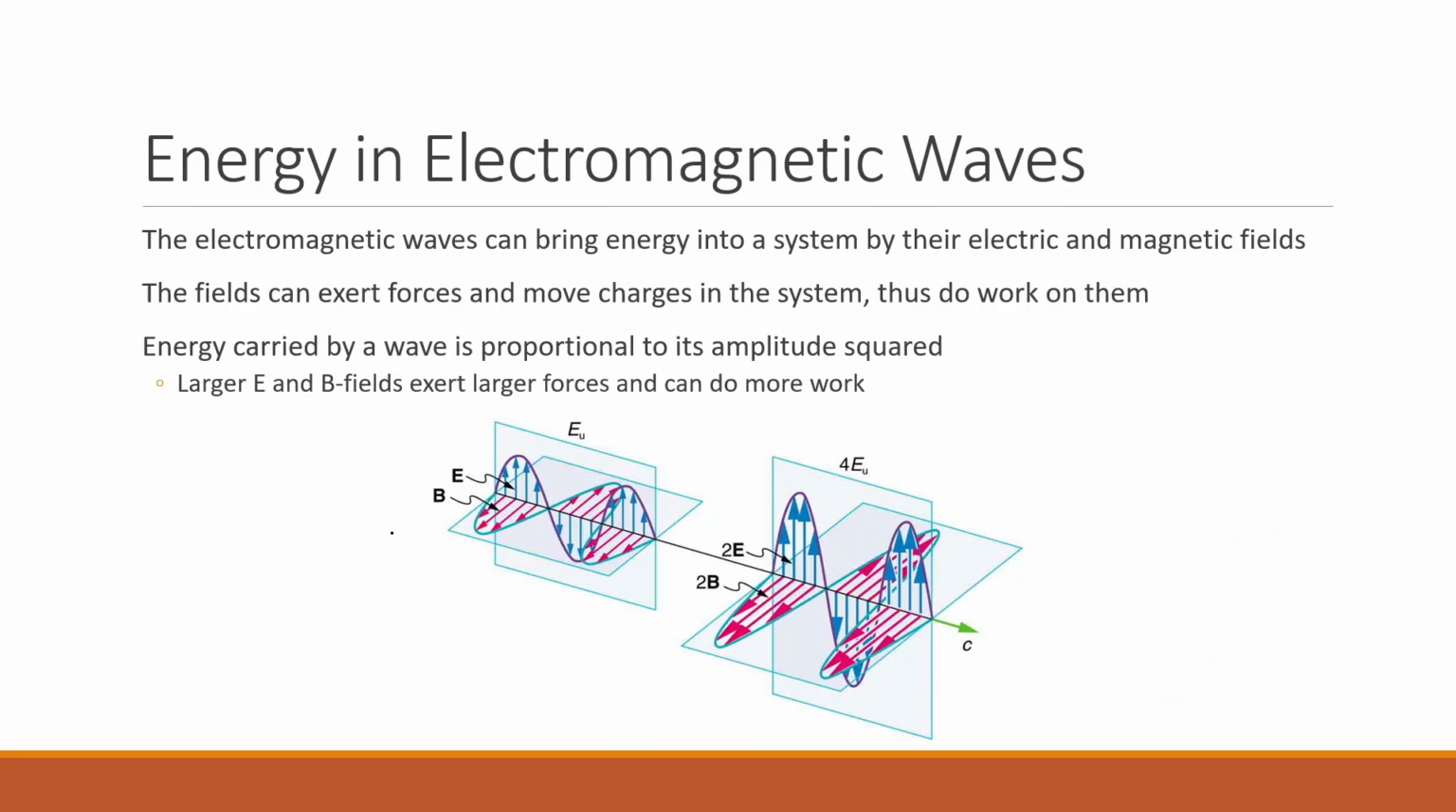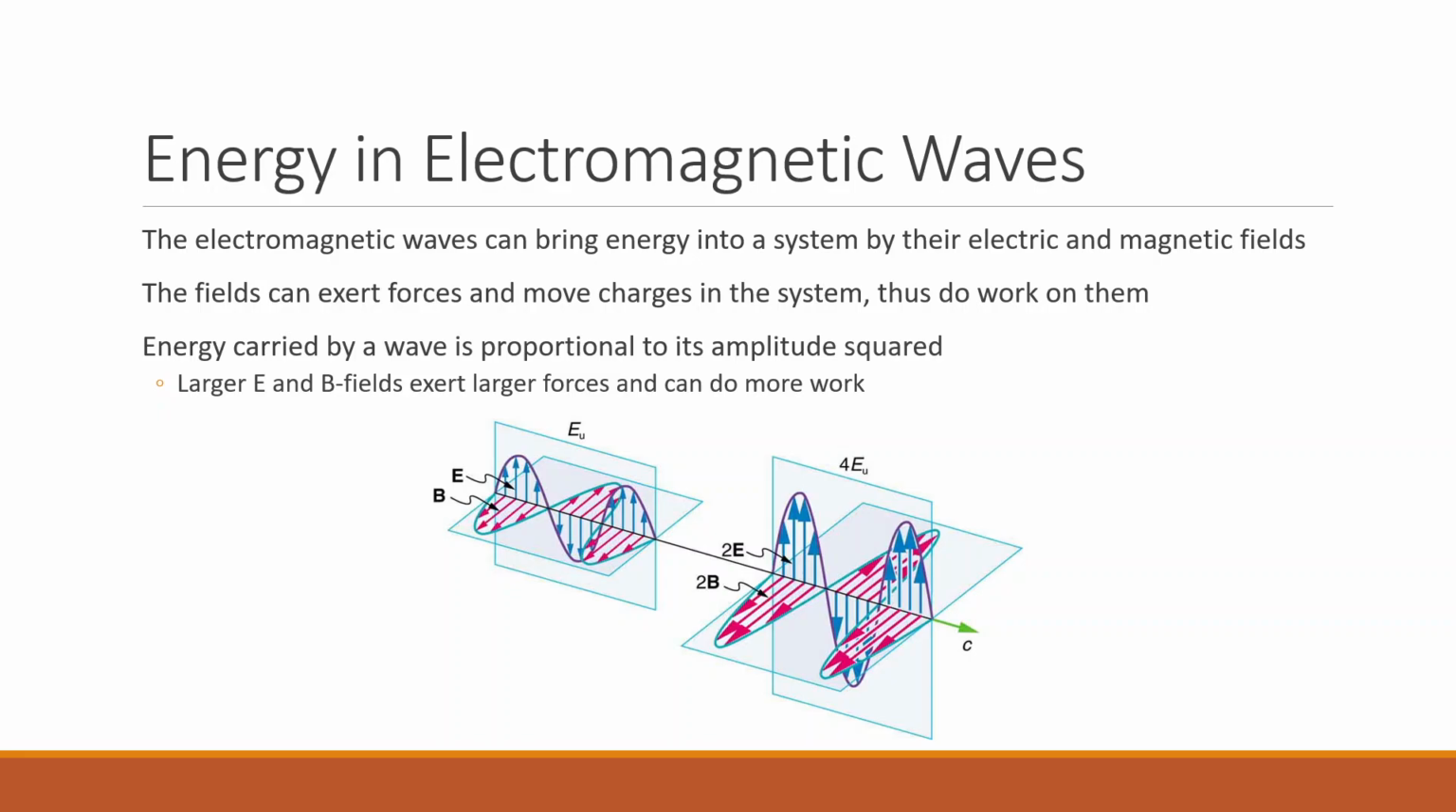Okay. All right, now let's talk about the energy in these waves. So these waves can bring energy into a system by their electric and magnetic fields, and these fields can exert forces and move charges in the system, therefore doing work on them. The energy carried by a wave is proportional to its amplitude squared. Okay, so if we have a larger E or B field, they will exert a larger force and therefore can do more work.